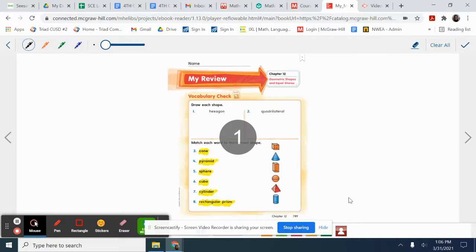Today we're going to be doing the review for chapter 12. We're going to get ready for our test tomorrow. We're going to start with a vocabulary check.